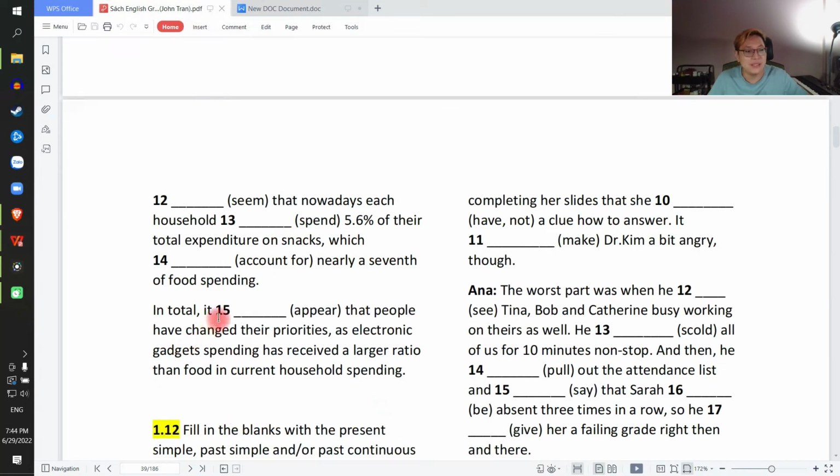In total, it appears that people have changed their priorities as electronic gadgets spending has received a larger ratio than food in current household spending.